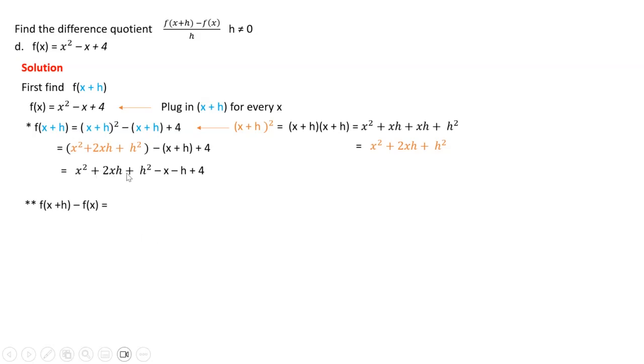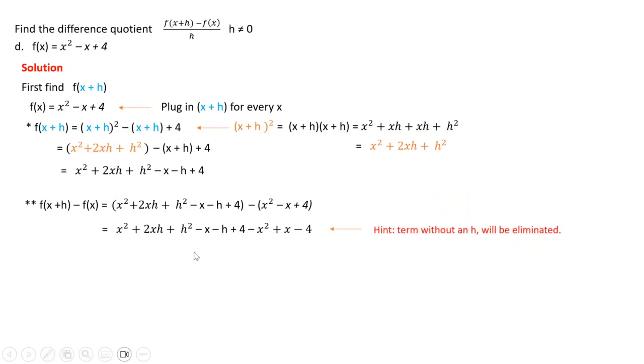So I already know that x squared plus 2xh plus h squared minus x minus h plus 4 is a result from finding the f of x plus h. Now minus my f of x. My f of x is my original function, which is x squared minus x plus 4. Now here what I did, I took out the parentheses, so I just brought it down. And here with the negative, I distribute the negative 1. Like negative times an x squared will give us negative x squared. Negative times a negative x will give us a positive x. And negative times a positive 4 will give us a negative 4.